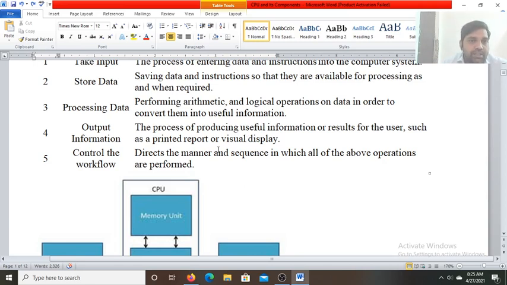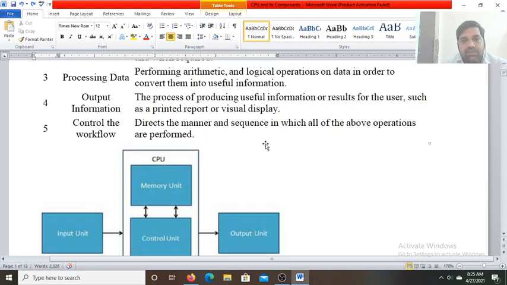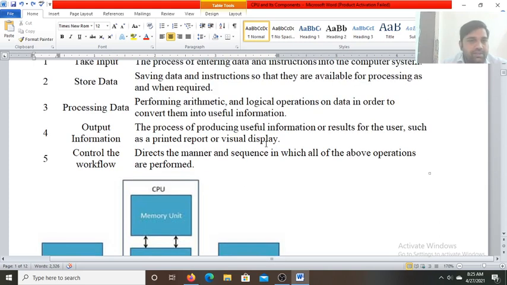Next, the output. The output is the information. The process of producing the useful information or results for the user as a printed report or visual display on the screen, that is the video unit. So after processing the data and converting it to useful information, CPU helps to take its printout or also display the information on the screen.